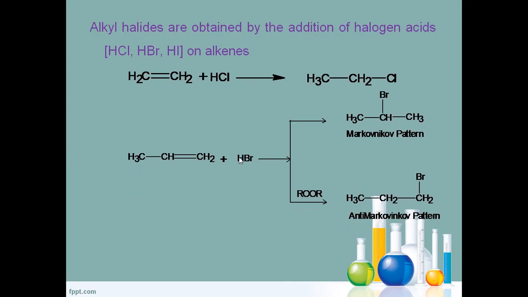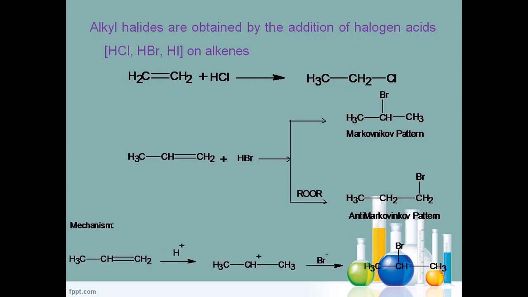So the addition of HBr on this molecule depends upon the rule. If it undergoes addition according to the Markovnikov rule, the hydrogen is added to the double-bonded carbon containing more hydrogens, and the halogen is added to the carbon with fewer hydrogens. This is called the Markovnikov rule. If the addition takes place by the anti-Markovnikov rule in the presence of peroxides, then hydrogen is added to the carbon with fewer hydrogens, and halogen is added to the one with more hydrogens.